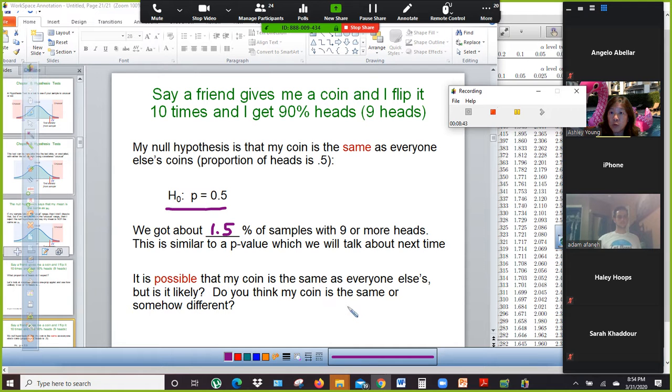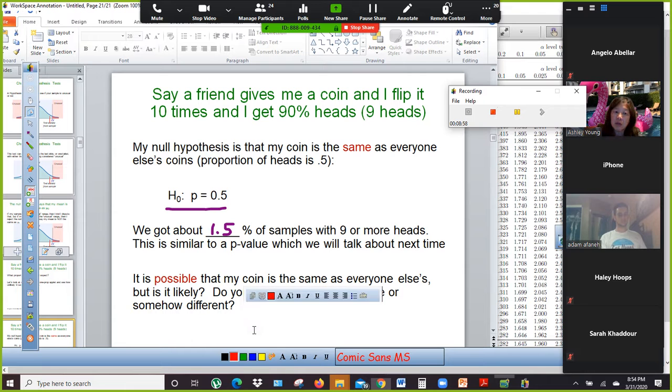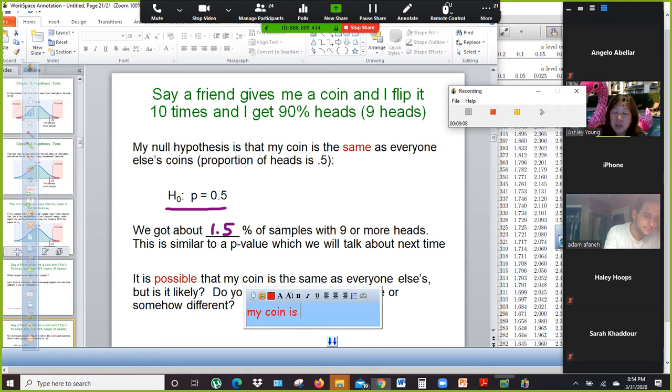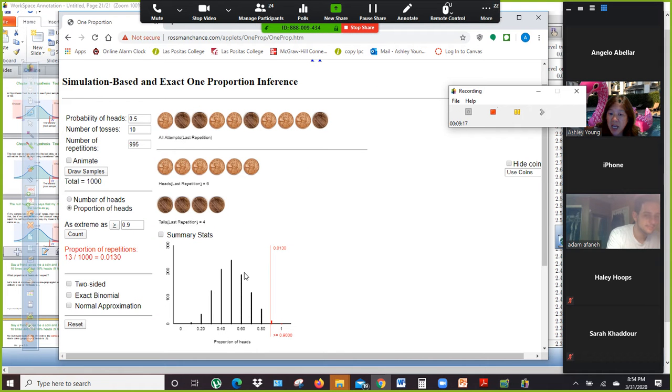So do you think my coin is the same as everybody else's coin, or do you think my coin is somehow different? What do you guys think? Same? You think it's 50-50? It's going to come up heads half the time? If it comes up heads half the time, then the likelihood of getting 9 heads is 13 out of 1,000. I got 9 heads.